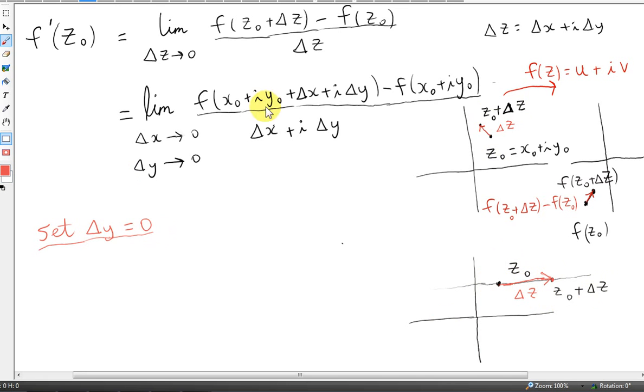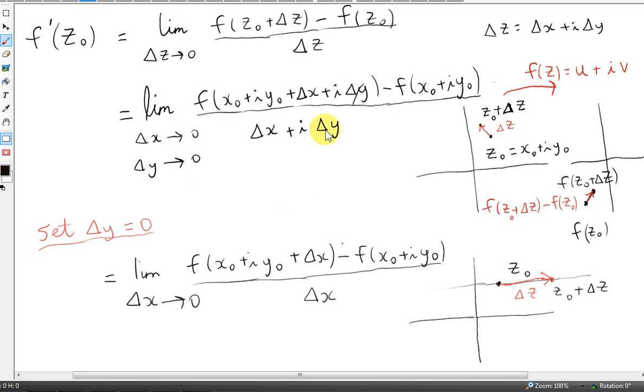So we can set delta y equal to 0 because this limit is path independent, and we can get our limit that way. So these terms don't appear. Now if we look at this here, we see that this is the definition of the derivative of f with respect to x. Actually it's the partial derivative of the function with respect to x.